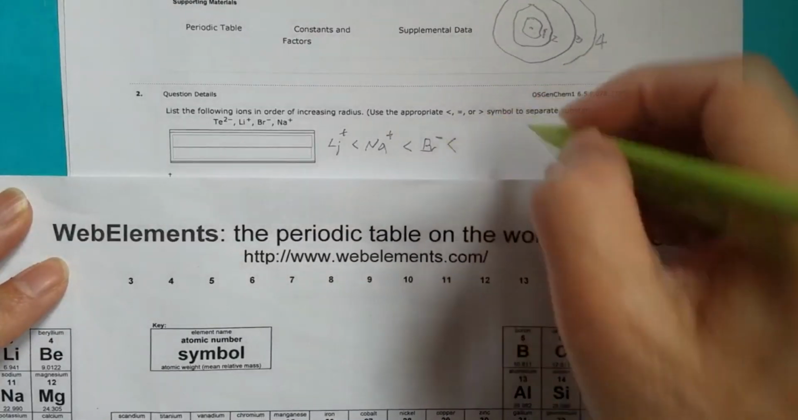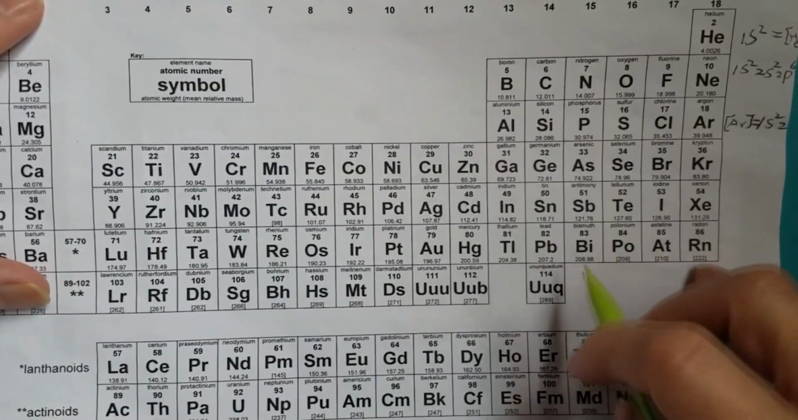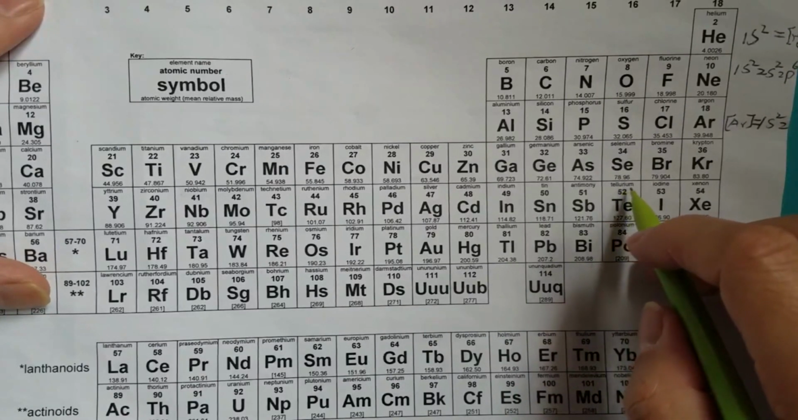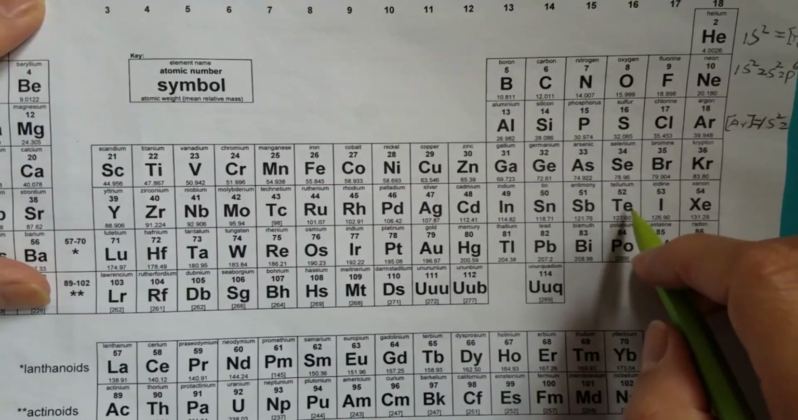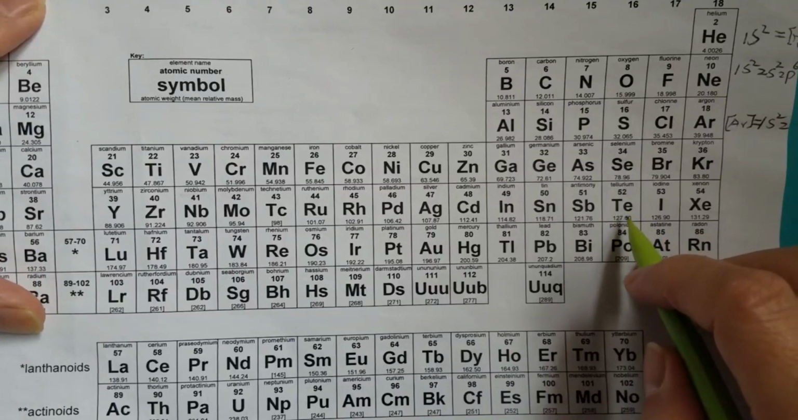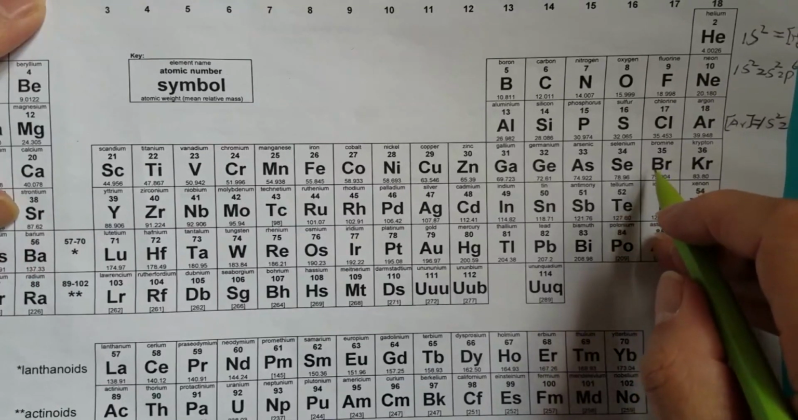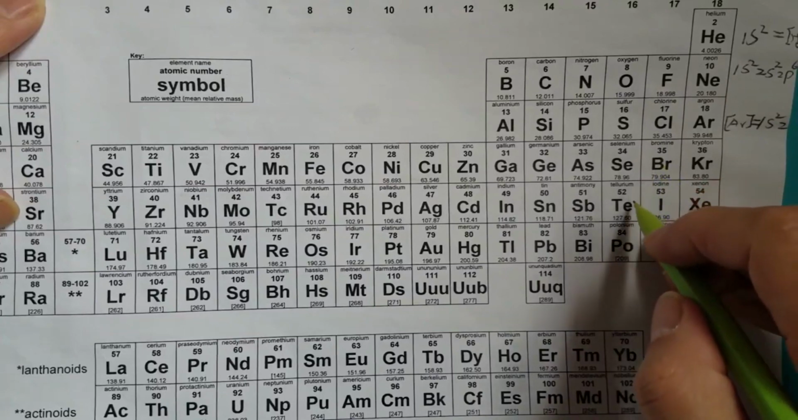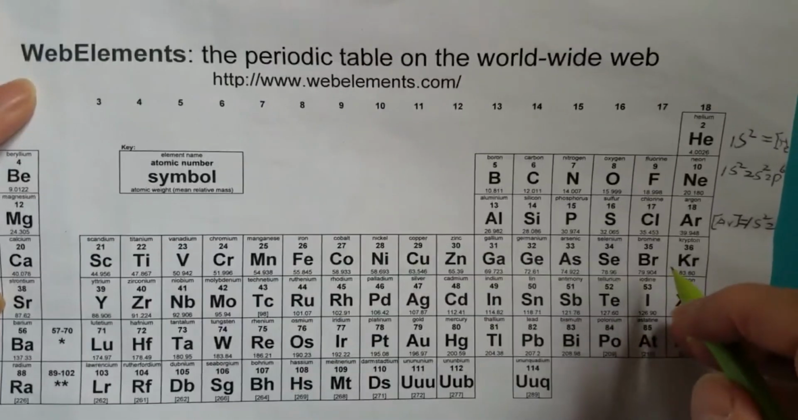And then the last one, what is it? It's tellurium, okay? So Te, and that's n equals 5. Let's see, Br is in the 4th period, and this one is in the 5th period. So therefore, this is even larger than that one.